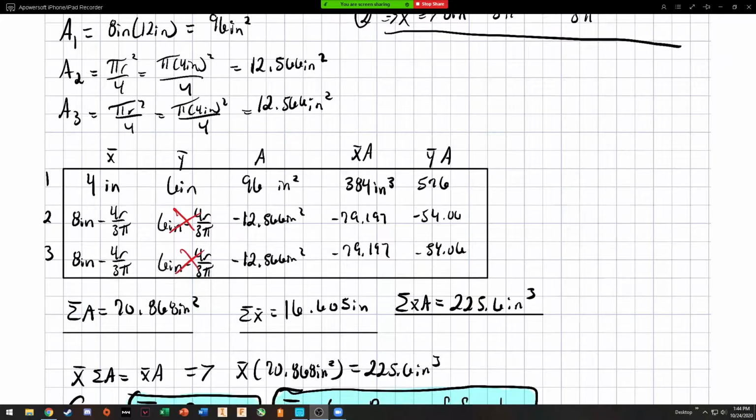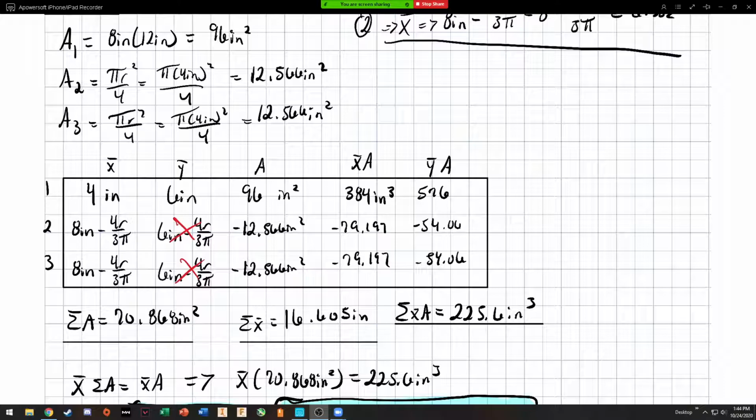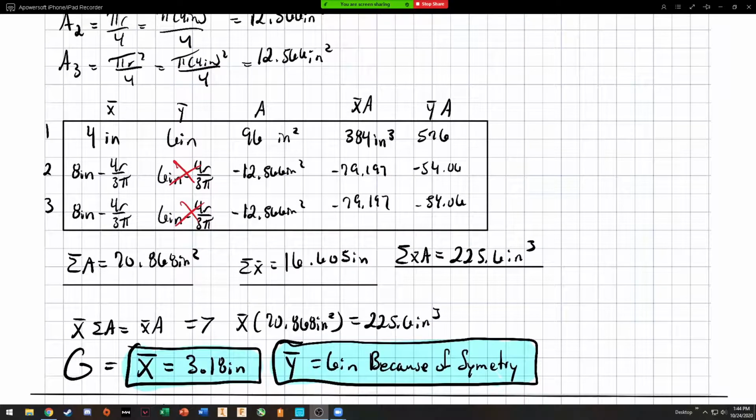After finding those, you can use the equation that is stated in the notes or in the book. So it'd be large x bar times the sum of the areas is equal to the sum of small x bar times the area. The sum of the areas was 70.868 square inches, and the sum of x bar times a was 225.6 cubic inches. Solving for large x bar, we get the global centroid for x bar to be 3.18 inches, and due to symmetry, we can say that y bar is 6 inches.